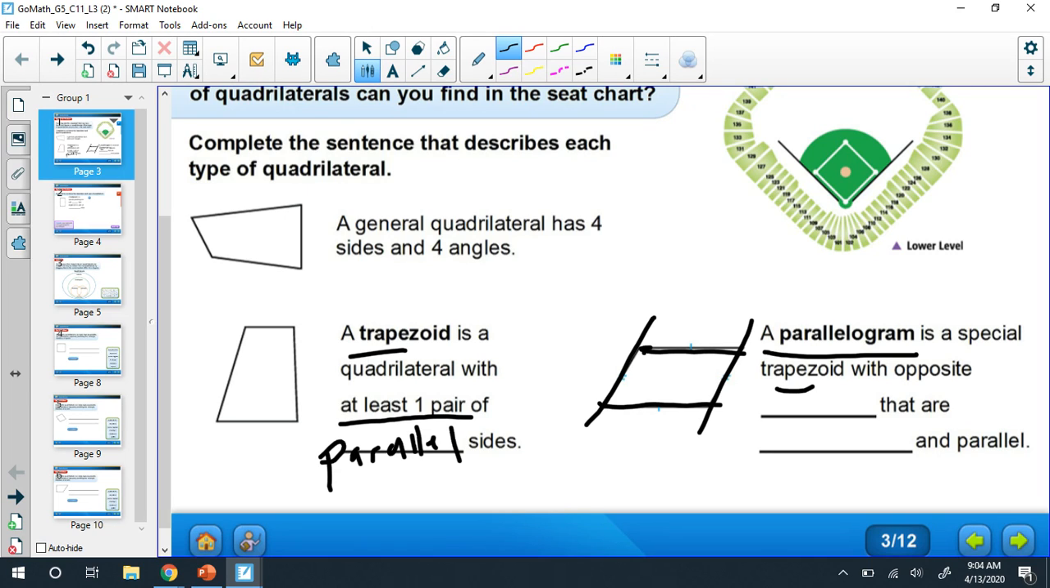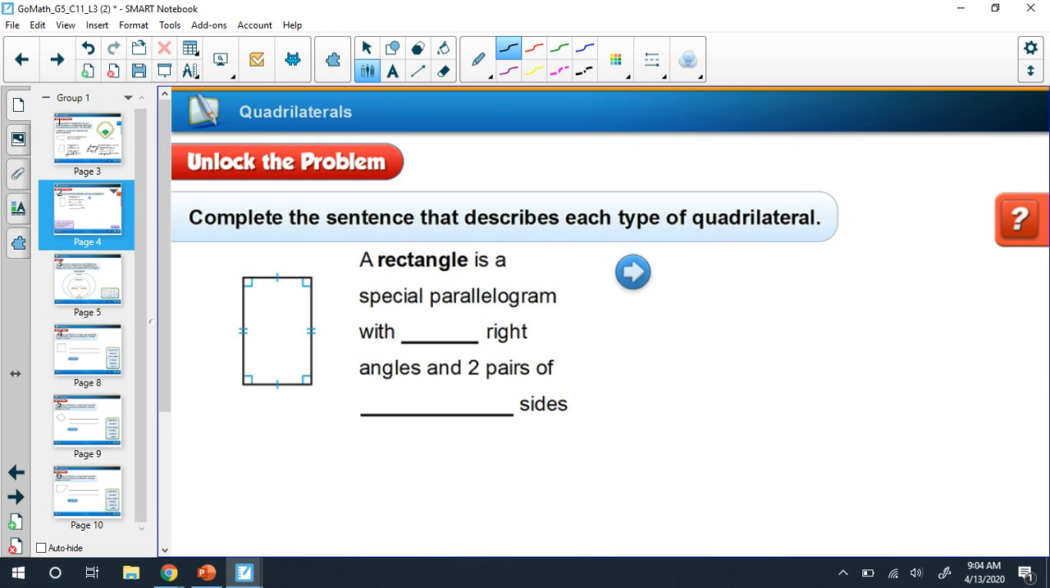So this one, a parallelogram, is a special trapezoid with opposite sides that are not only parallel, but also congruent, right? So this side is the same as this one, and this side is the same as this one. Let's see. Rectangles are parallelograms. They have opposite sides that are congruent and multiple sets of parallel sides.